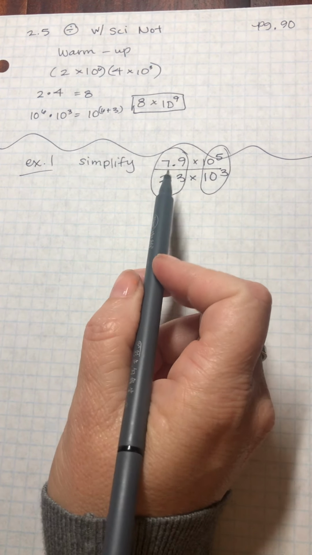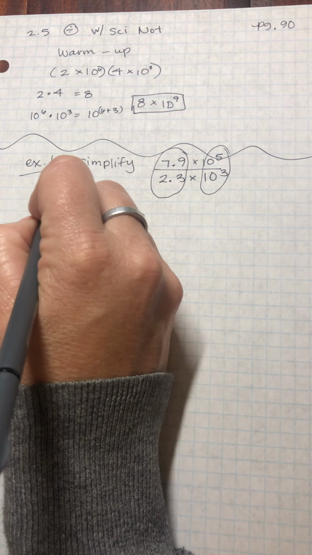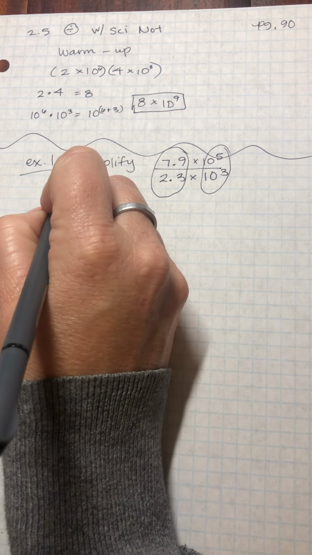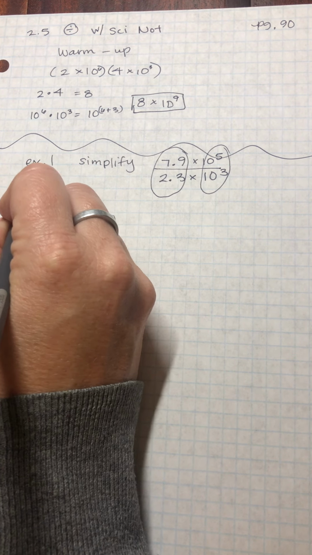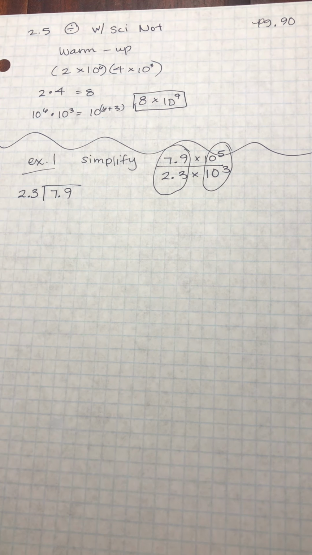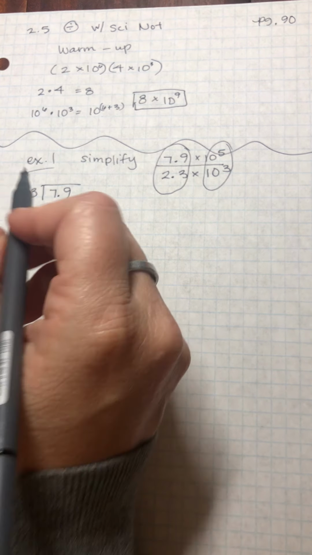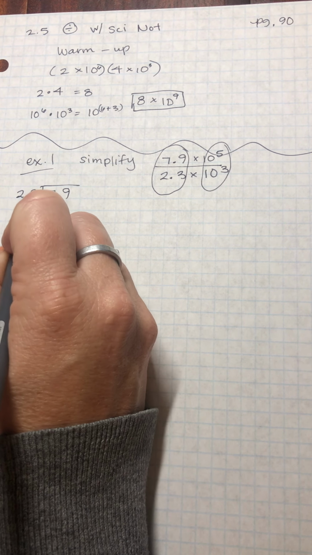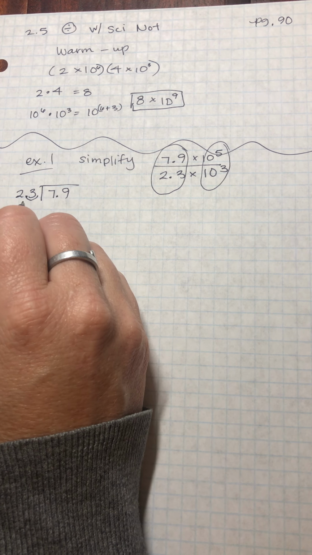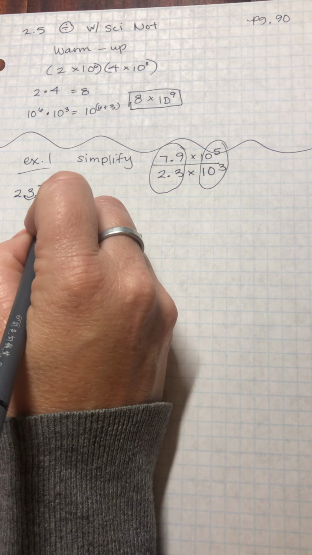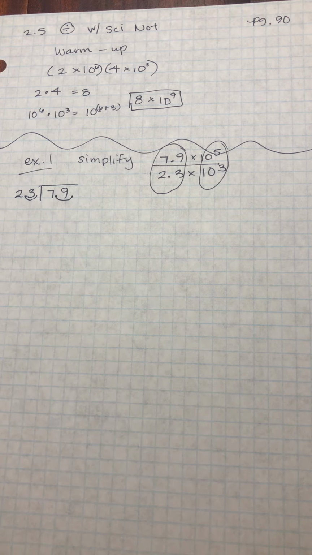Okay, so if I take the first part, 7.9 divided by 2.3, I remember that I can't have a decimal on the outside of division, so I move it to the right. And whatever I do to the outside, I have to do to the inside. So I'm going to have to do that same thing.